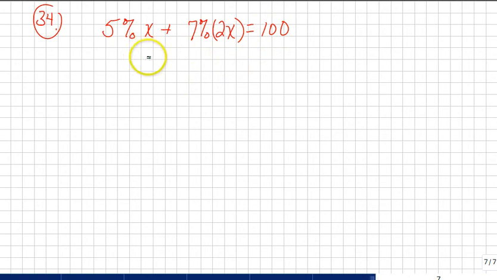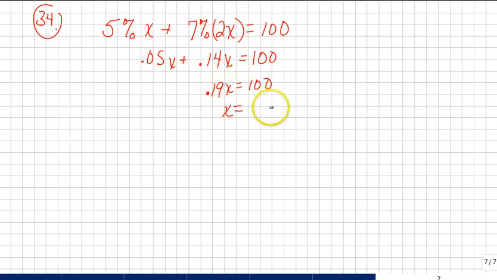So converting our percents to decimals, we get 0.05x plus 0.07 times 2, which is 0.14x, equals 100. Putting our x's together, we get 0.19x equals 100. Take this equation and your calculator, divide both sides by 0.19. 100 divided by 0.19, you should get $526.32. So we round off to the nearest cent. And that's done.